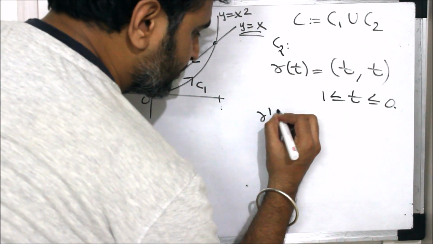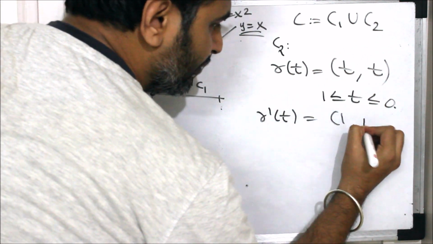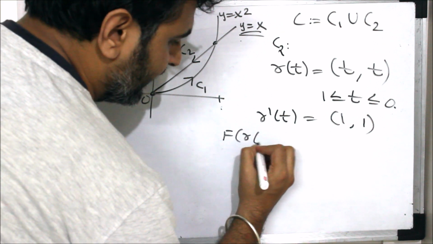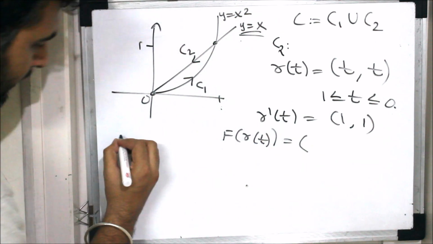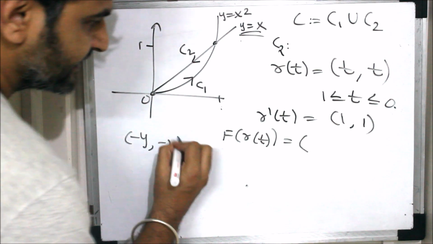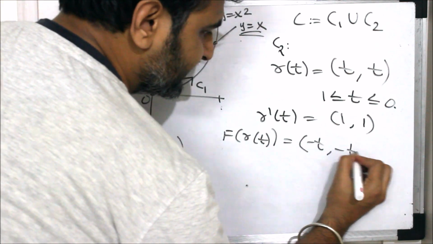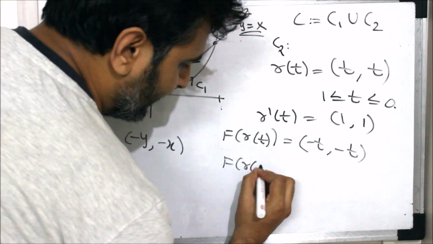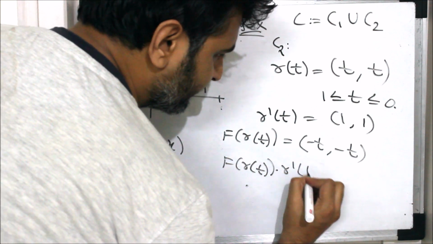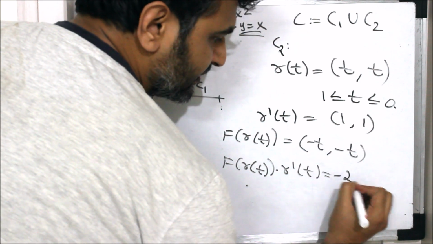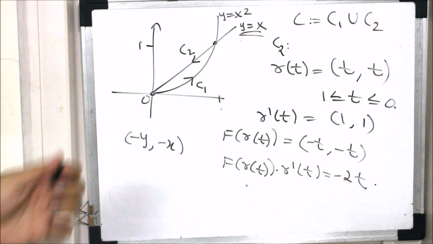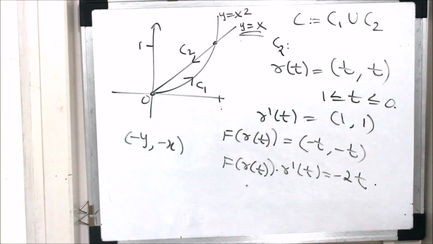So now what is my r dash of t? It is nothing but 1, 1. And when I take f of r of t, what is f of r of t? My vector field was minus y comma minus x. It is minus t comma minus t. So f of r of t dot r dash of t is nothing but minus 2t. And when you do the line integral, your answer will again come out to be minus 1. And when you sum it up, your answer is minus 2.